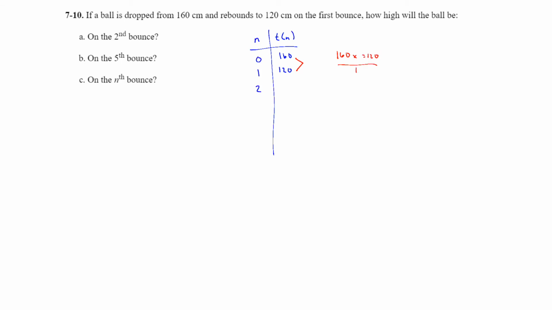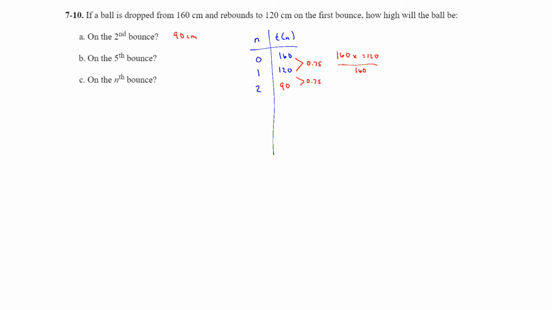So what we can do is we can just take 120 and divide by 160, and we'll get a value of 0.75. So the multiplier is 0.75. So to find the next height of our bounce, we can multiply 120 by 0.75. And on bounce 2, it's going to drop from a height of 90 centimeters. So on the second bounce, it's at 90 centimeters.